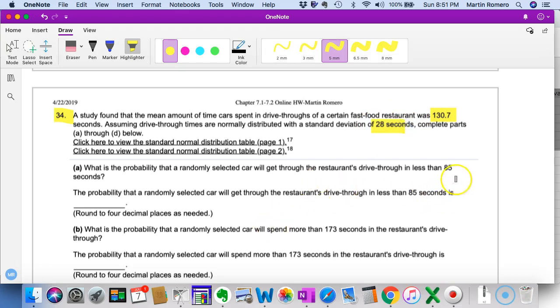So there's going to be some normal distribution with respect to the amount of time a car spends. Most of the cars are around 130, but you have some that are greater than and less than 130, and it's spread out by the 28 seconds because that's the standard deviation. So now that we know that, to answer questions like this, what is the probability that a car spends less than 85 seconds?